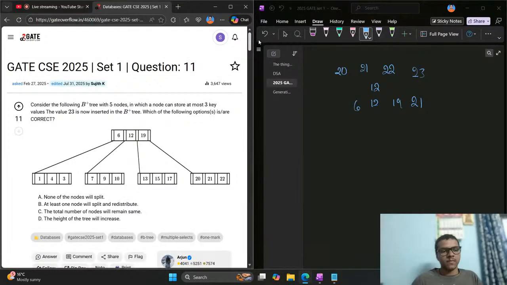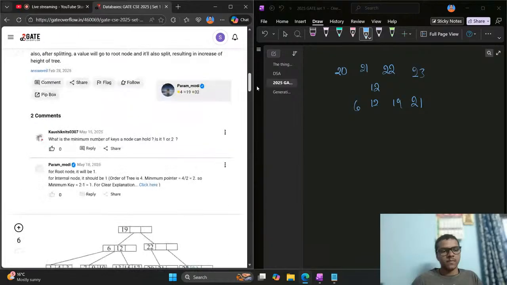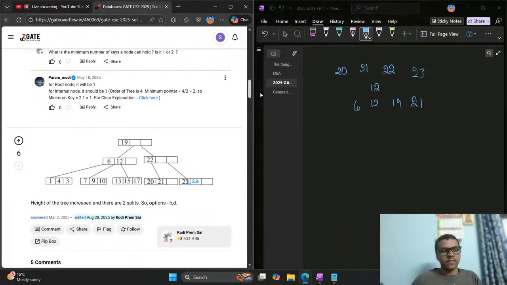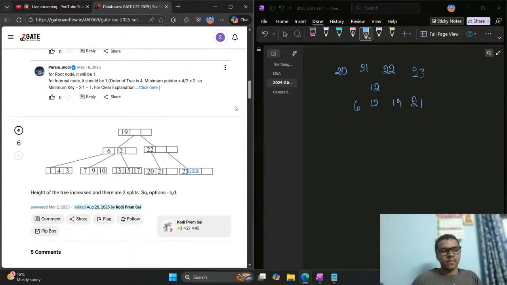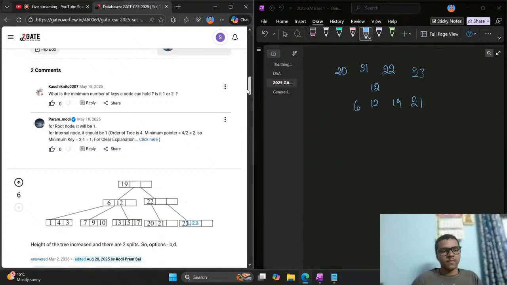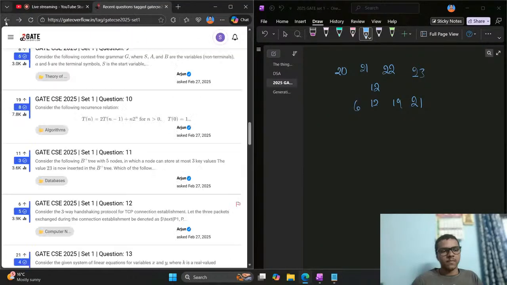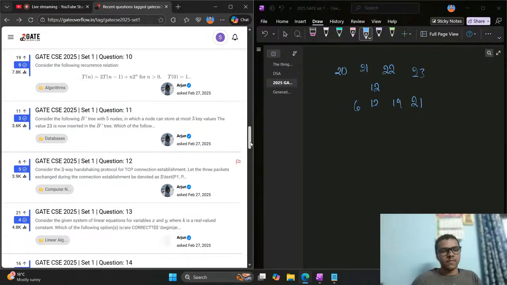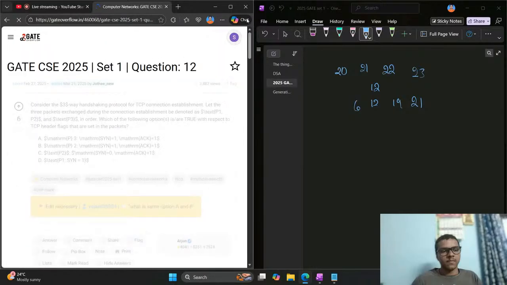Okay, is it multiple correct? Yeah, you need to pick two observations: B and D. Height of the tree increases. I split at 22 up. Yeah, if you understand the functionality, it should be easy.